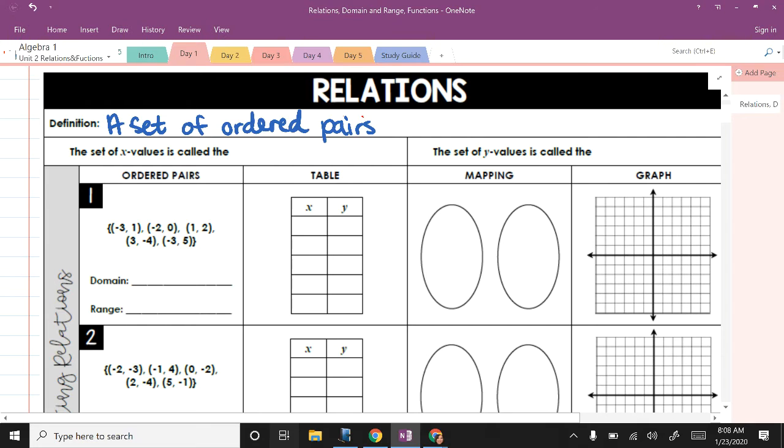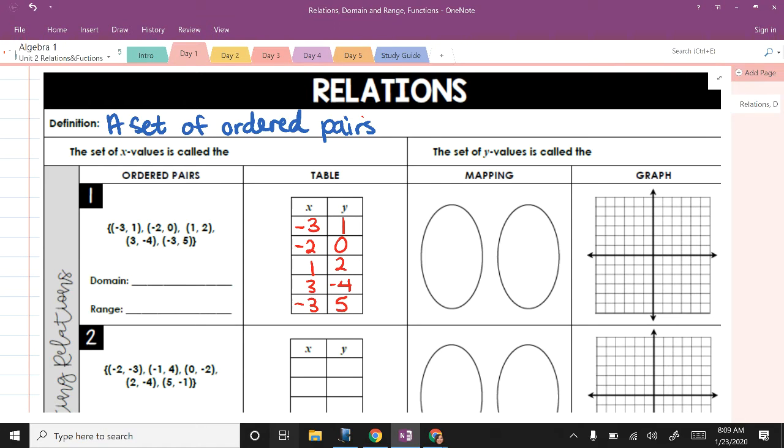So, when you make a table, it's pretty simple. X is on the left, Y is on the right. So, the first ordered pair is -3, 1. Second one's -2, 0. Then 1, 2, and 3, -4, and -3, 5. So basically in a table, you're just separating your ordered pairs, the X's and the Y's. Okay? Y'all just fill in with me, please. All right.